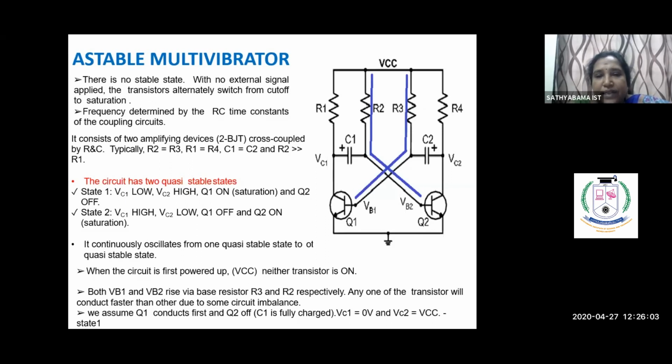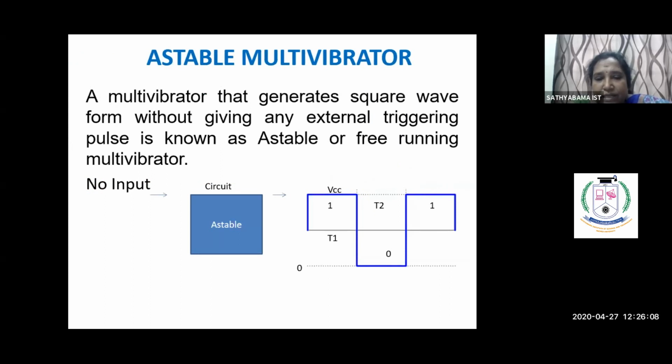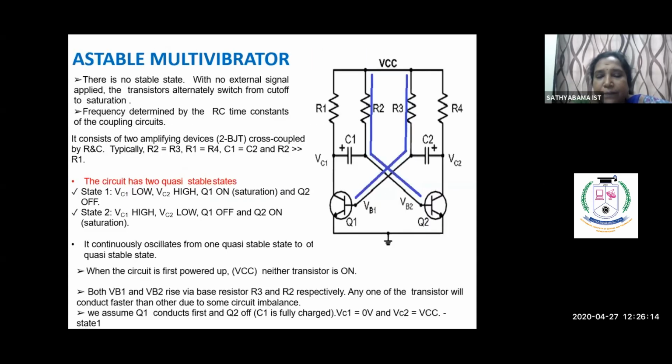Now I'm going to define the states. In the previous slide I showed you the two states, one state and zero state. Now I'll tell you the two states in the diagram. In the first state, we are assuming the transistor Q1 is in on condition. If Q1 is on, VC1 is low. Next, take the Q2 transistor: in Q2, VC2 is high. If it is high, Q2 is in off condition.